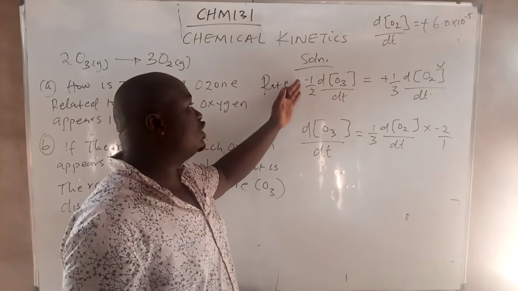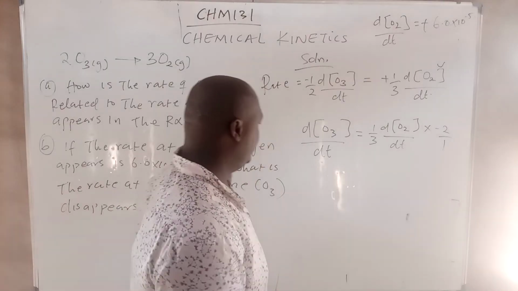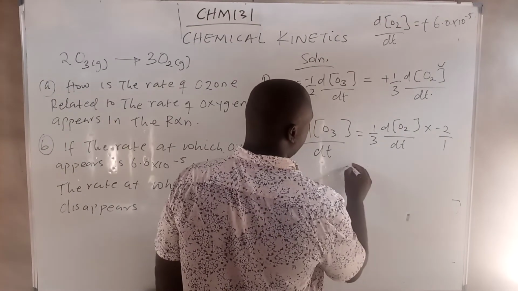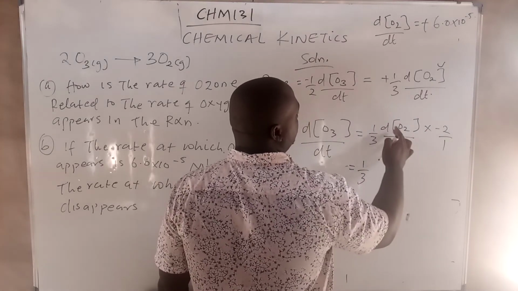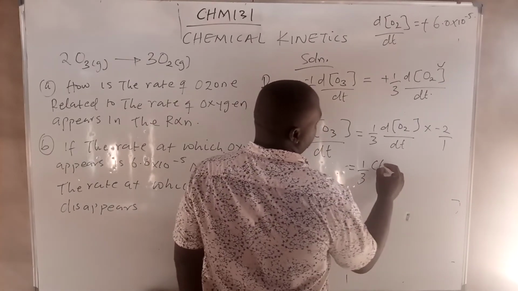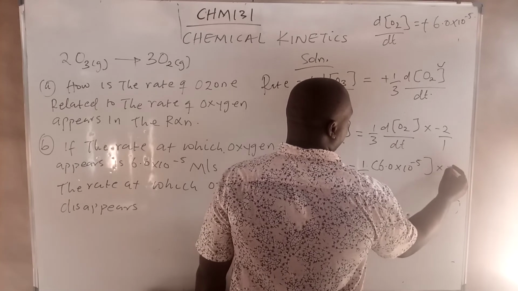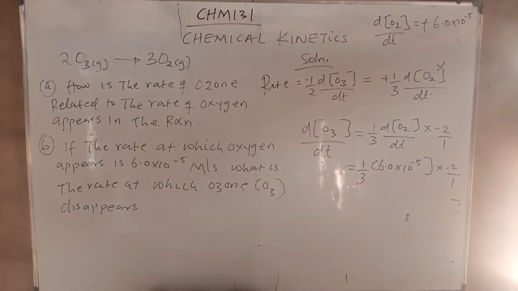The same thing, if this was plus, invert the coefficient, include the sign. Now, all you need to do is write your answer. This is equal to 1 all over 3, the concentration of oxygen is already given to be 6.0 times 10 to the power minus 5. Remember, times minus 2 all over 1. This is so easy. If you just put it like that, you are done. That's all.